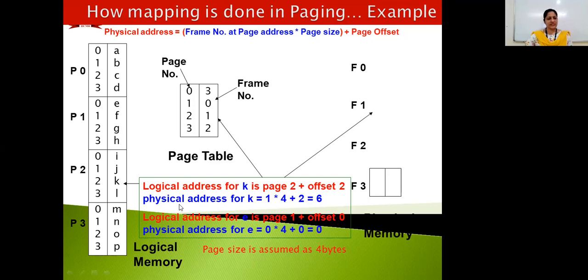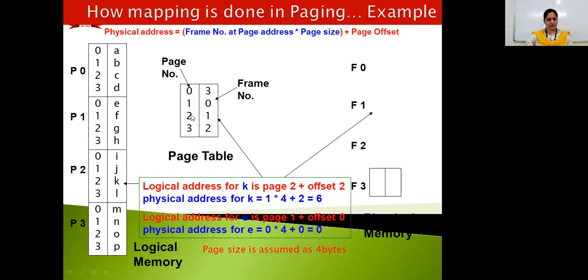Then we need to find out the physical address of the kth byte. So what is the formula for the physical address? As mentioned at the top of the slide, it is frame number into page size plus page offset. Now, how are you going to get the frame number? Obviously, you will look at the page table. What is the page number of K?